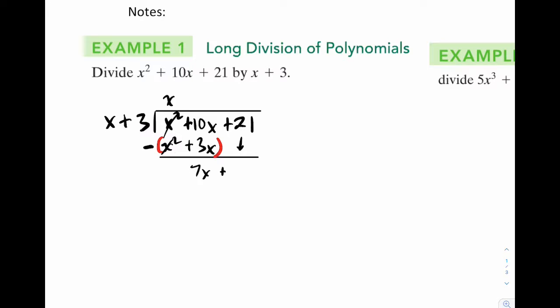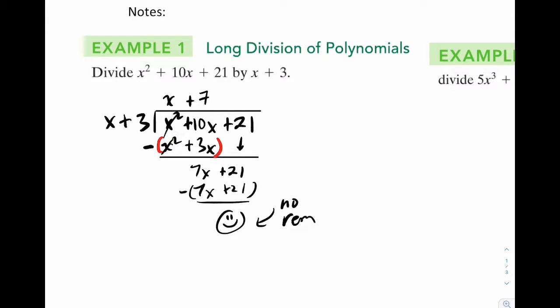Now drop your 21 down and do the same thing. We clearly want a plus 7 here, because now we get 7x plus 21. When I subtract the whole quantity, I get a 0. If you get a 0, put a happy face. That would mean there is no remainder. Zeros are really good. So right there is our answer.